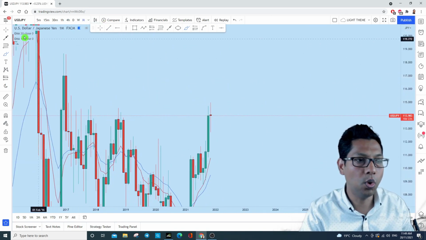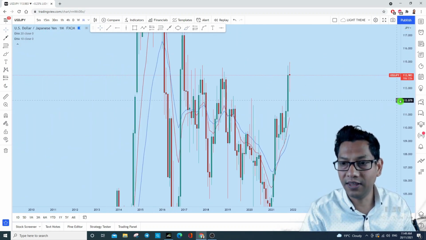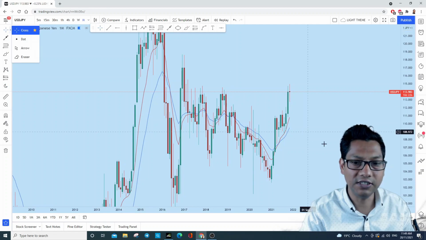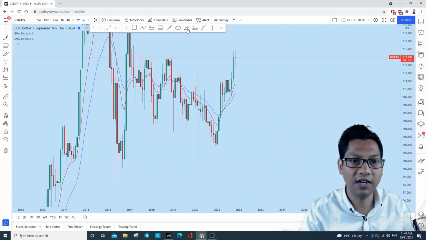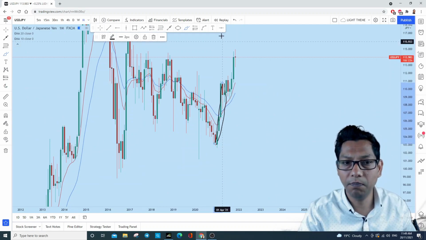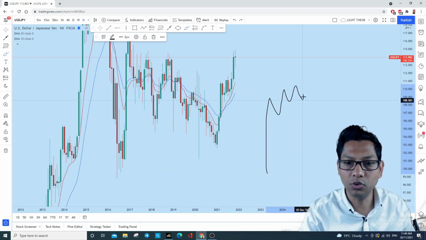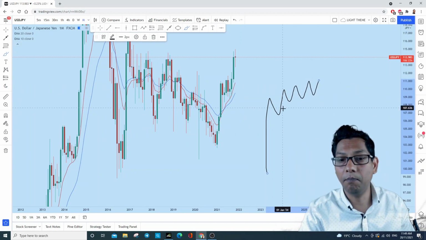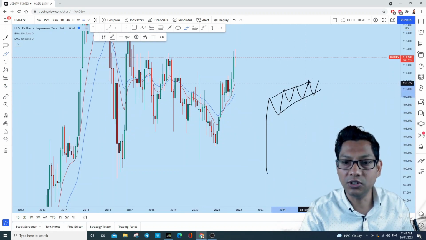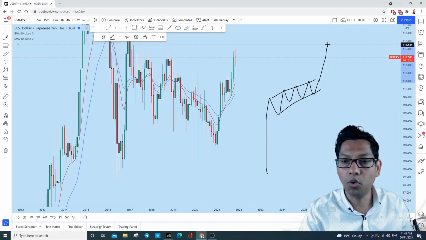Now on the monthly, what you see is the dollar yen is in an uptrend. This market structure is a very strong uptrending market structure. Starting from here, this is a big impulse, and then what happened? The price consolidated something like this. So this is an uptrending market structure creating this bullish flag, and then finally broke to the upside.